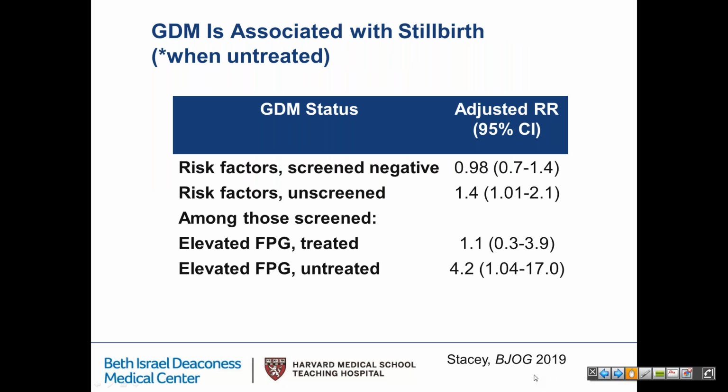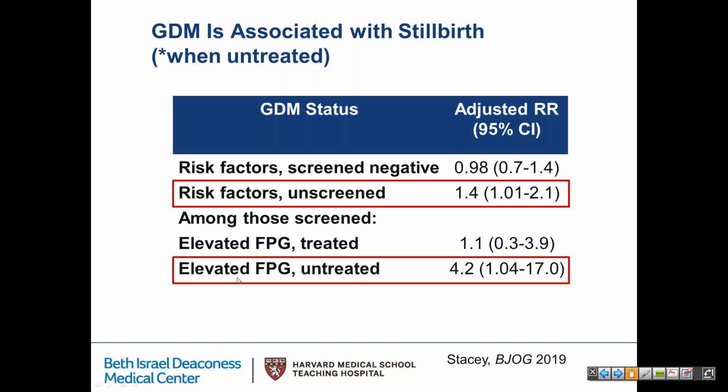I included it because it was just published this year, and it was a case-controlled study out of the UK where they were able to separate out people who were treated versus untreated, because they had a group of women who should have been screened and weren't, basically. And in that group of people who should have been screened, were not, or were screened and weren't treated appropriately, what they found is if they had risk factors and never got screened, there was an elevated risk for stillbirth. And if they had risk factors, got screened, but never got treated, there was a significantly increased risk for stillbirth. So the bottom line is that for sure, when we don't treat gestational diabetes, there's an association with stillbirth.